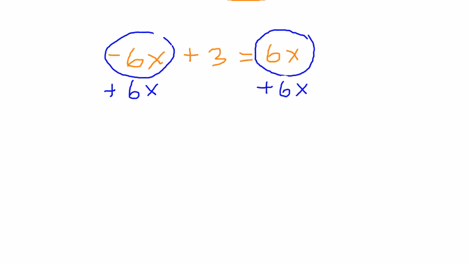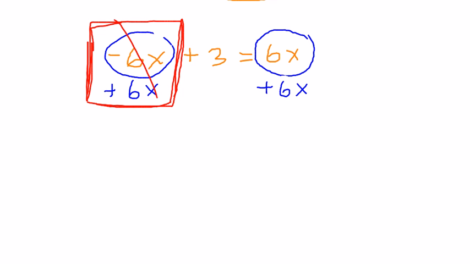Remember, my goal is to make this 0, okay? In order to eliminate the negative 6x, I have to add 6x, okay? Because now these cancel out. I'm left with positive 3 equals, well, what is 6x plus 6x? That's 12x.